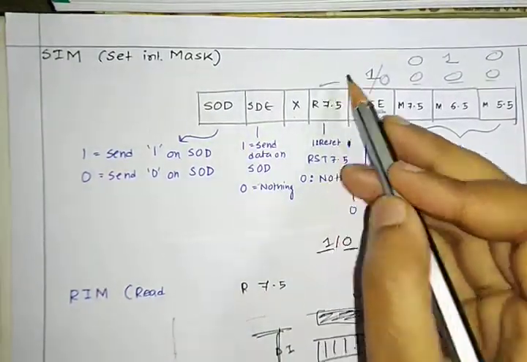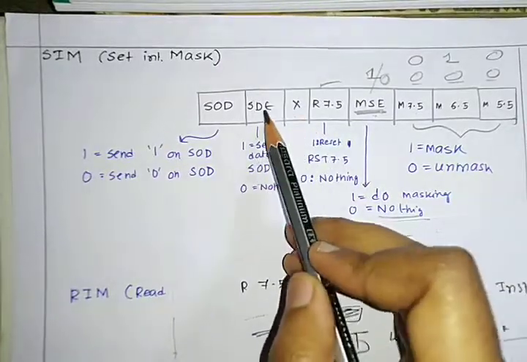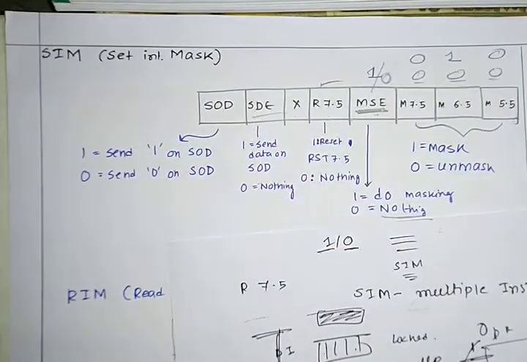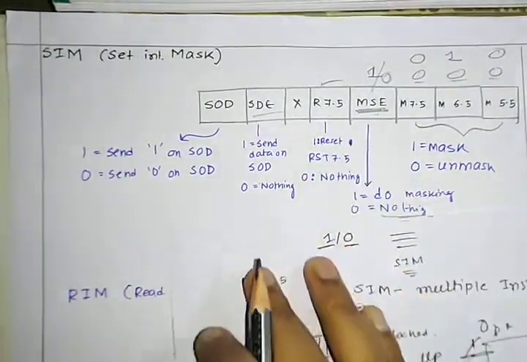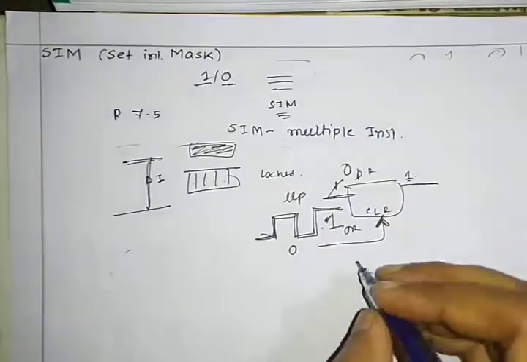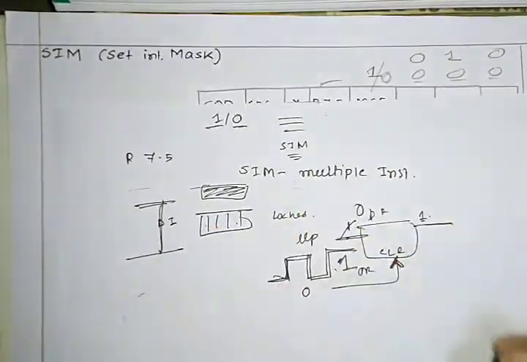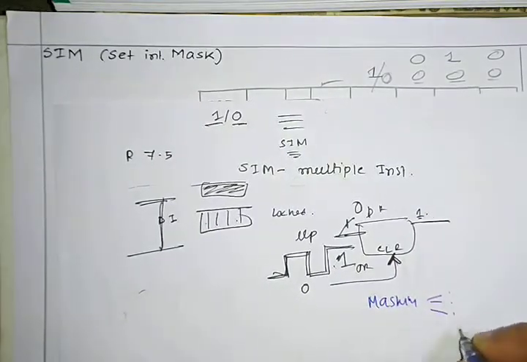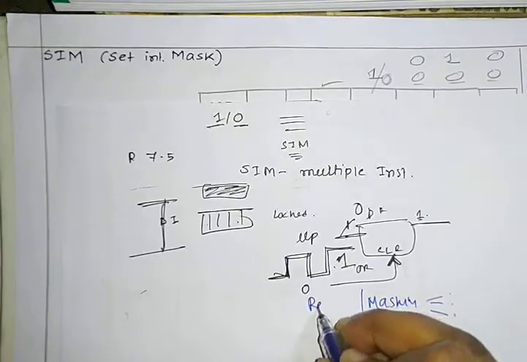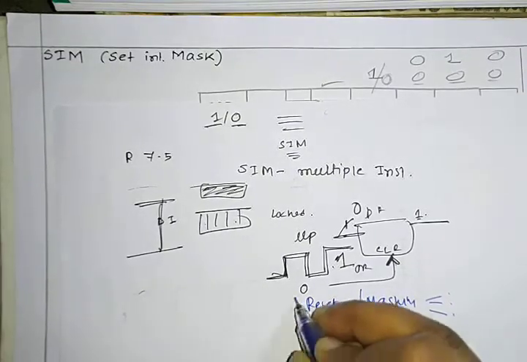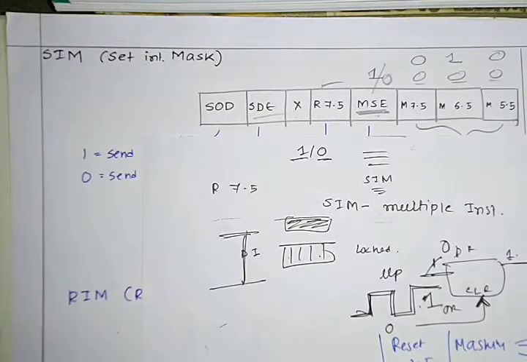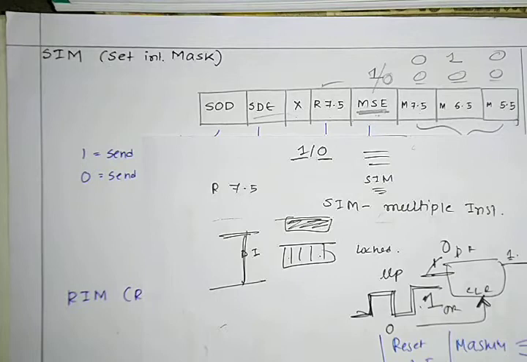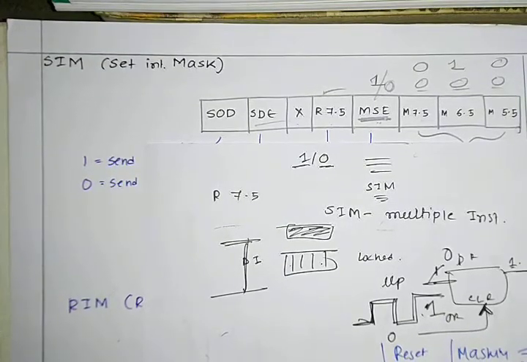Second is RST 7.5, which has already been discussed. This is don't care. This is SDE. SDE is what? Now here comes the point. So what is the task that the SIM instruction is doing? First, it is masking those 3 interrupts. Second, it is used for resetting 7.5. And the third task: do you remember the SOD pin and SID? I hope you have already watched the architecture video, where there was the serial input data and serial output data.